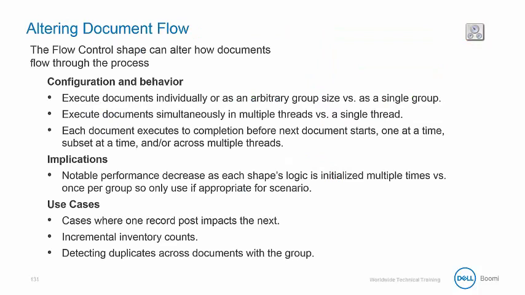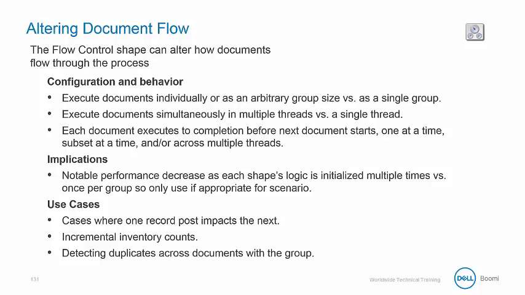Another way to alter document flow, and this is not related to batch documents or errors, but that is the flow control shape. And just like the name suggests, the flow control shape allows you to control the document flow. You can execute documents individually through the process or set an arbitrary group size. With this shape, you can do parallel processing across threads or across JVMs.